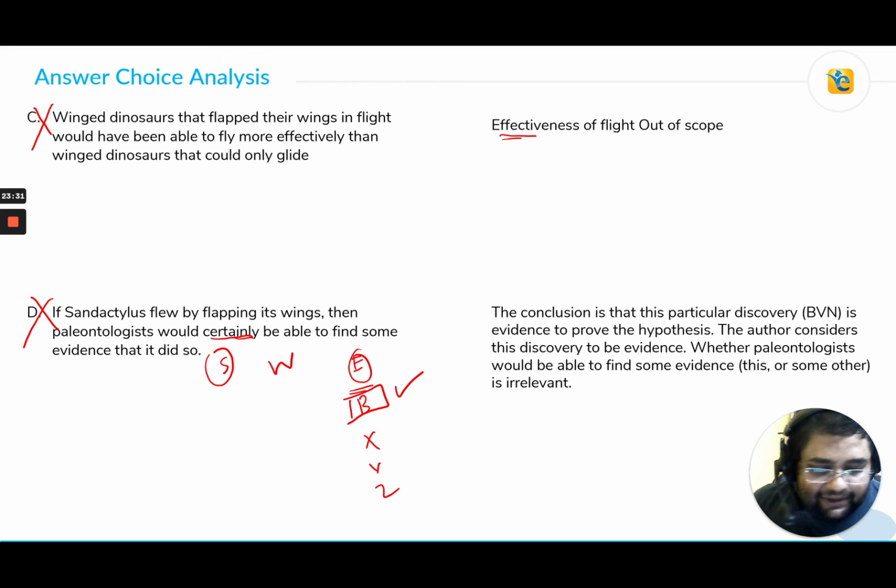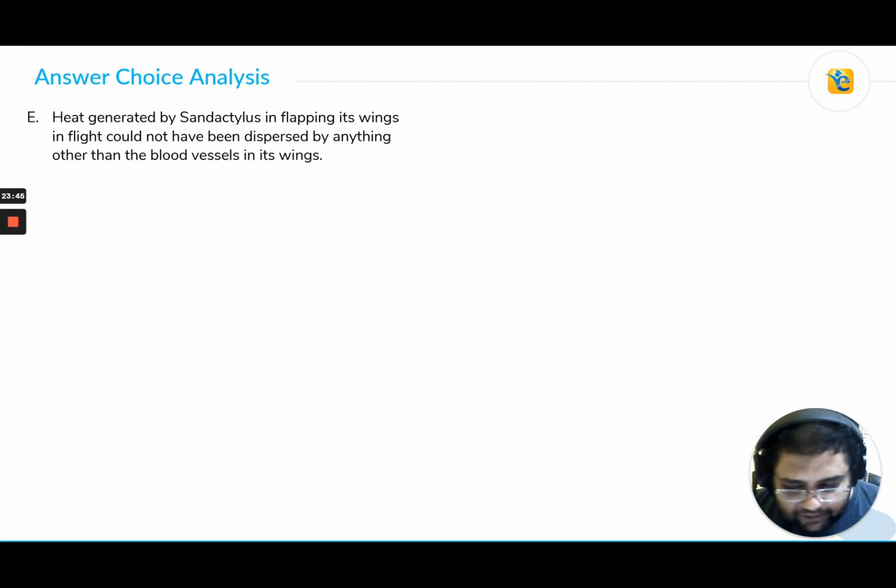It's actually irrelevant, right? As far as this argument is concerned, whether or not paleontologists will be able to do it is not relevant. We already have something which is being evaluated, whether this particular discovery is evidence. Okay, think about that. Now let's go to option E.